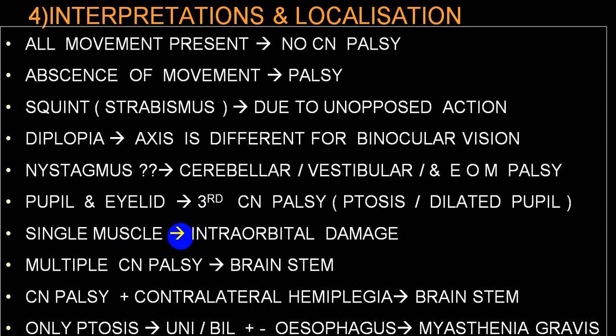And when you get multiple cranial nerve palsy, say third, fourth and sixth cranial nerve, all three gone, then it will be damage in the brainstem. And this is very common with Guillain-Barré syndrome, poliomyelitis, motor neuron disease, etc. So whenever you get a cranial nerve palsy, a lower motor neuron palsy on one side and opposite side hemiplegia, the damage has to be in the brainstem. We call it contralateral hemiplegia, and that is very peculiar.